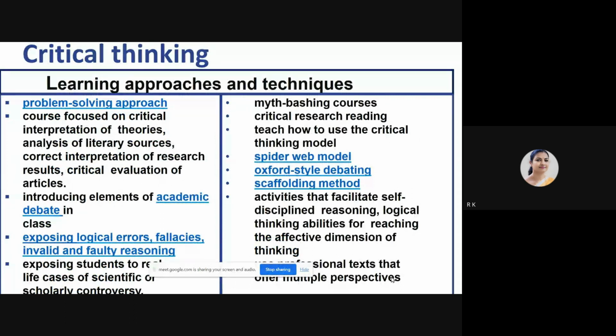And then comes critical thinking, where you have the problem solving approach and introducing the elements of academic debate. Give them a topic where they would debate, and constructive conflict needs to be there in order for learning to take place. And there is a model called the spider web model, which goes on how the spider builds its web. Similarly the learning happens for the students.